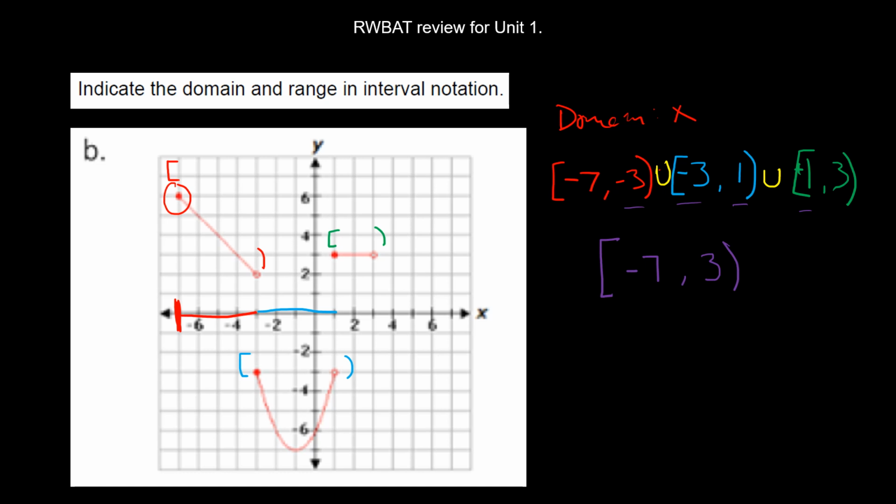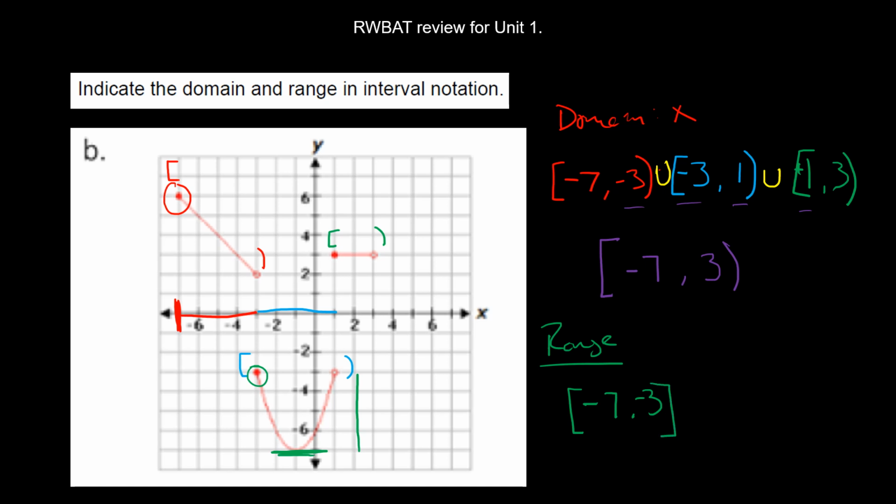Okay? Now, for our range. Let's look at the lowest that we're going. So our lowest is here at -7. And we go up, up, up, up, and we stop here at -3. So our lowest is -7. That's going to be a bracket. Then at -3, that point does exist here. So that'll be closed with a bracket.